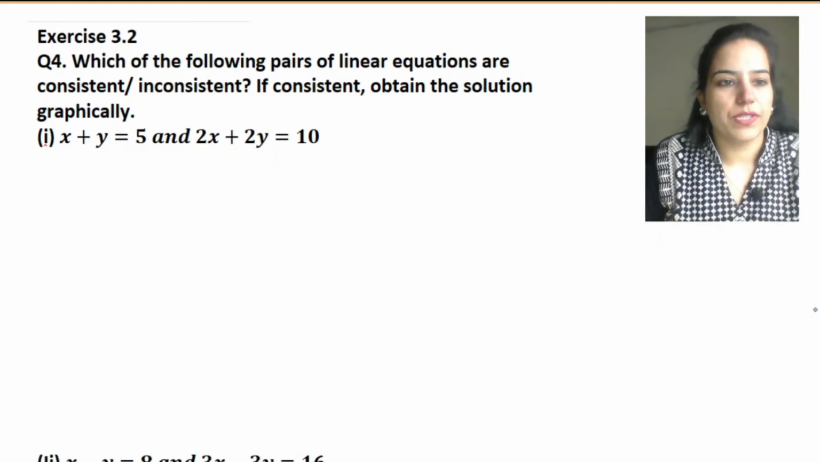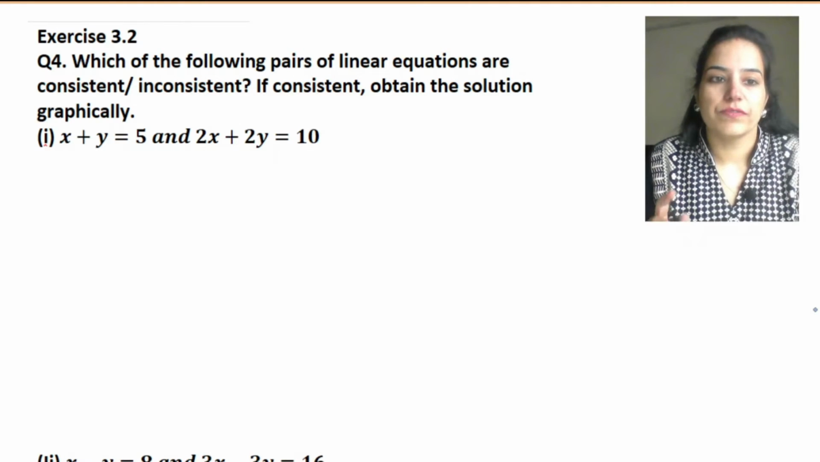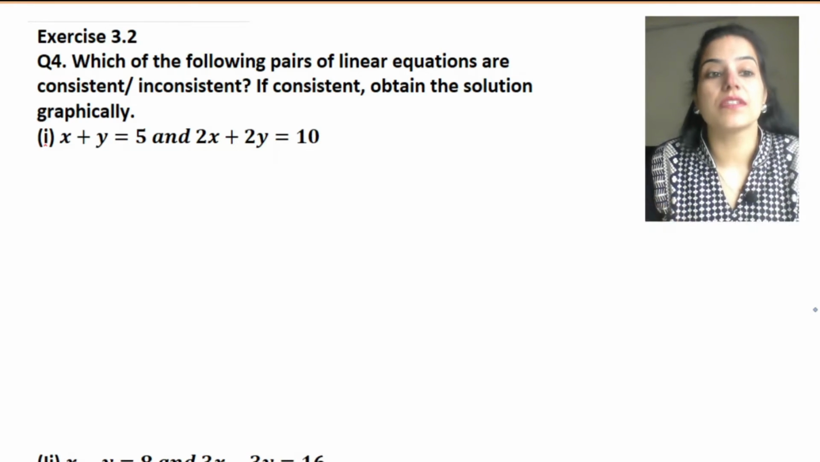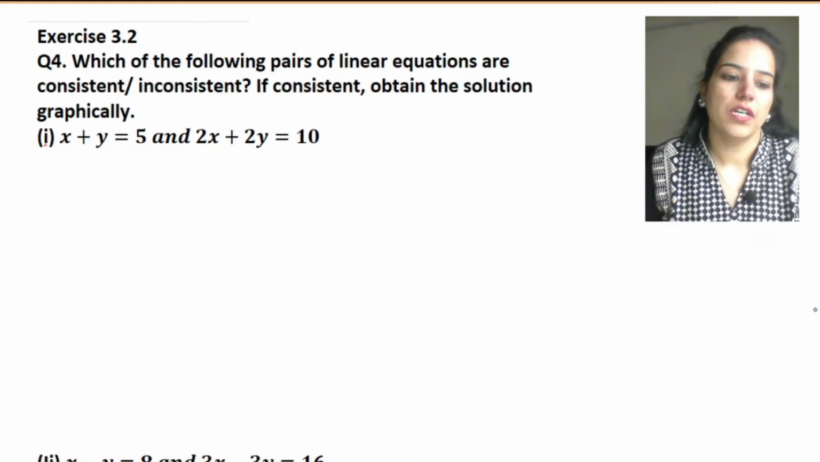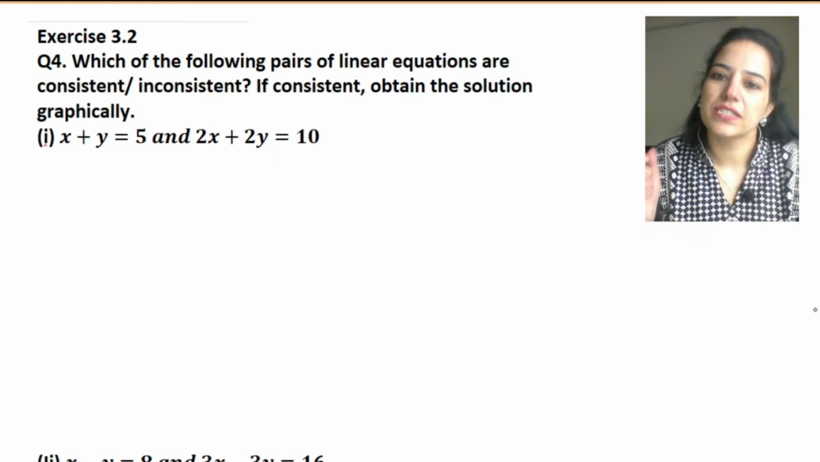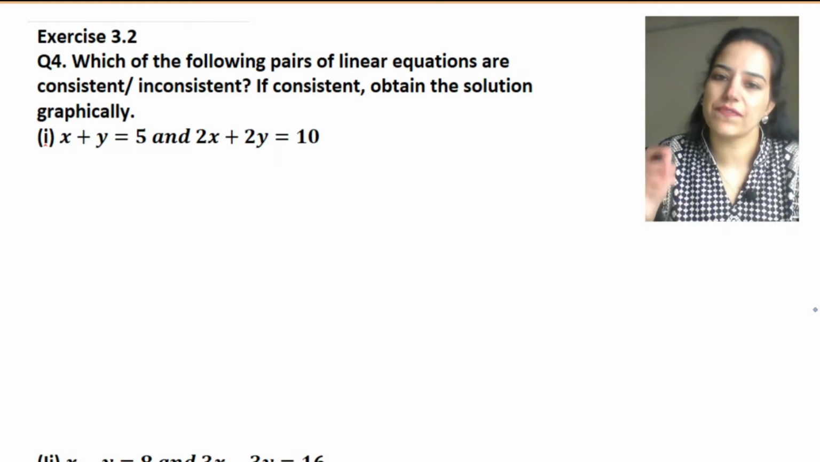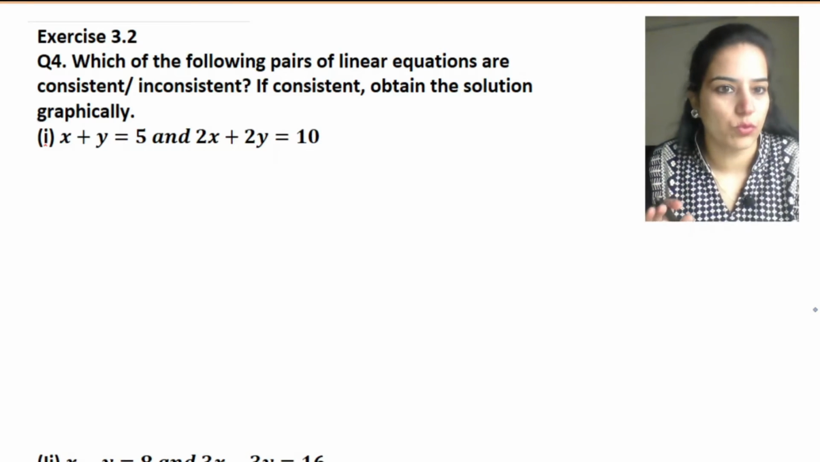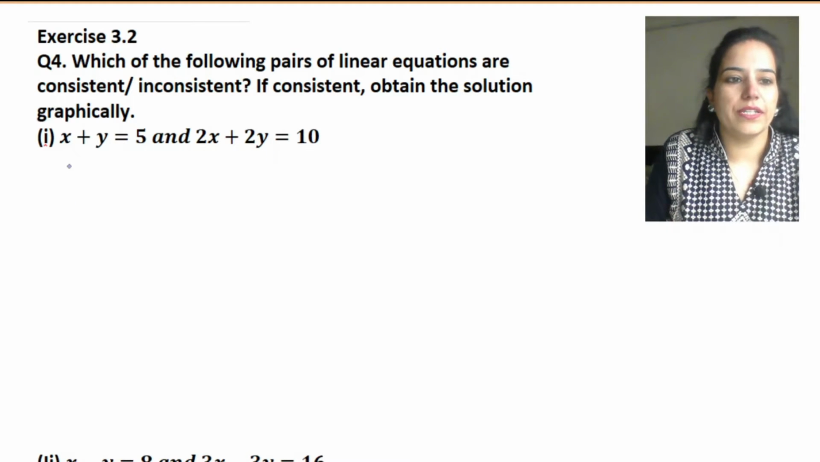Moving on to the next question. Question 4. Which of the following linear equations are consistent or inconsistent? If consistent, obtain the solution graphically. So first we will find whether they have a solution or not. Let's find that first of all for all the 4 parts. Okay, first one here now.